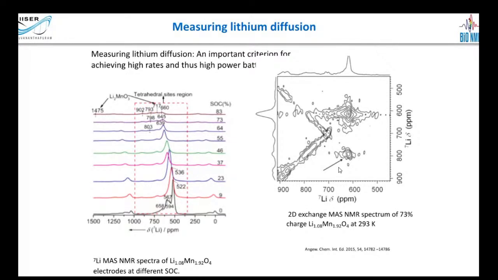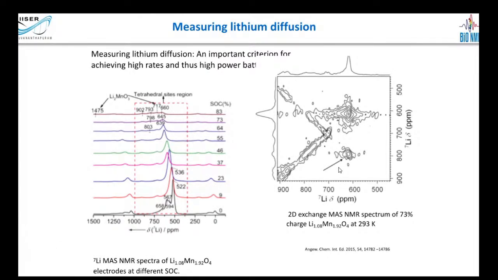This is for lithium diffusion, an important criterion for achieving high rates and high power batteries. This is work from Professor Gray's lab in the UK. She is famous for doing these lithium measurements, where she uses the actual cells of the battery and measures lithium diffusion and things like that.